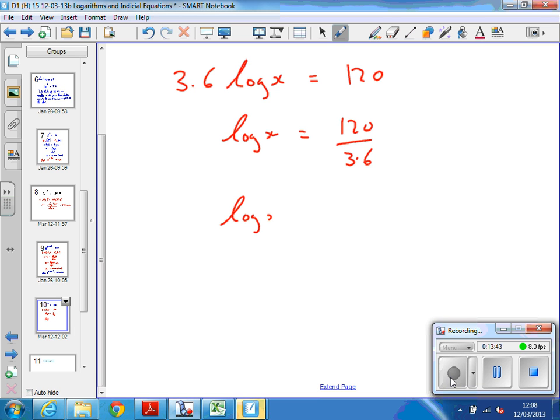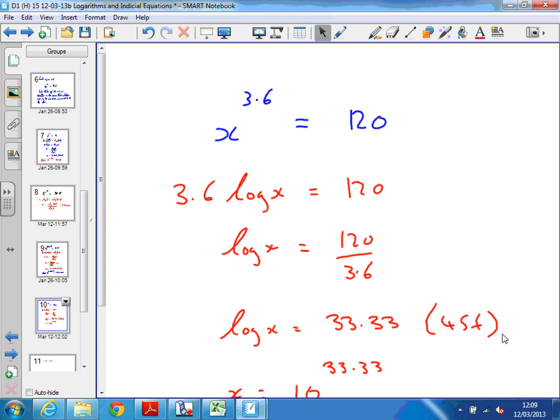The logarithm of x equals, now we have to remember what the logarithm is, okay? Remember the logarithm of a number is the power to which we raise 10, in this case, base 10, to get that number. So in other words, x equals 10 to the power 33.33. Yeah, that was going to come out to a massive number.